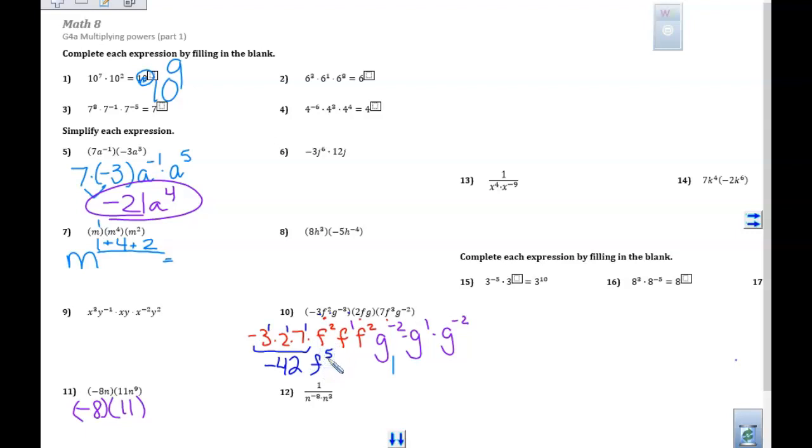As we look at our powers of G, same thing, I write down what all those exponents are. So I had a negative 2 for the first G, then I write G to the first and G to the negative 2, which leaves me with G to the negative, in this case, 3. I can't have a negative exponent in my answer.